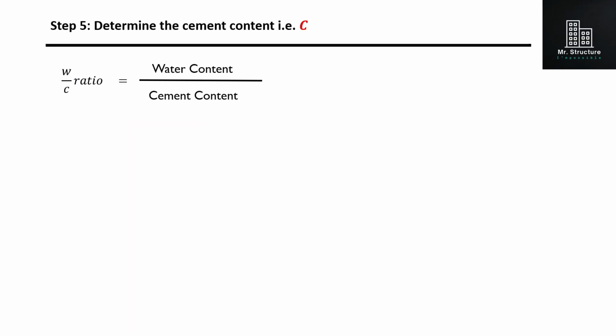In step 5, we determine the cement content, that is C. We know water cement ratio is equal to water content by cement content. Therefore, cement content will be equal to water content by water cement ratio.